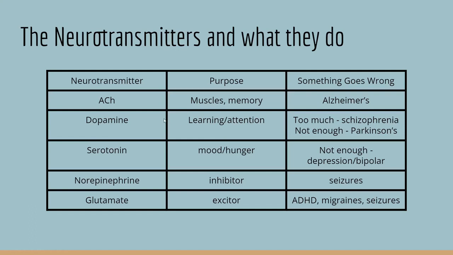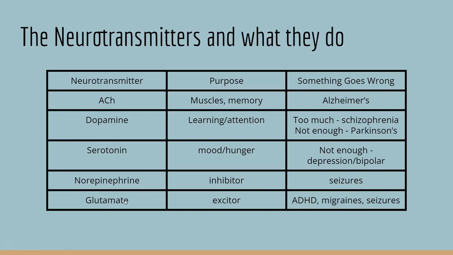And then serotonin, this helps with your mood and hunger. So if there's not enough, you could have depression or bipolar disorders. And then this one is just an inhibitor, so it calms things down. Imagine if something goes wrong. If it can't be calmed down, then you can have seizures. And then glutamate.